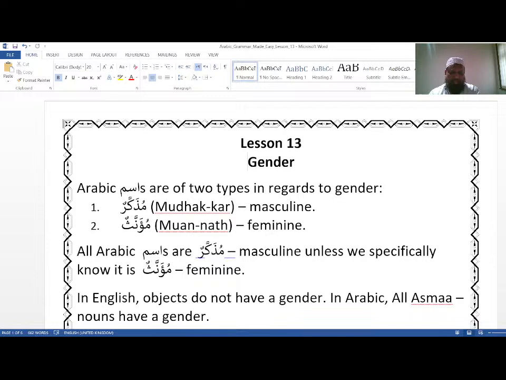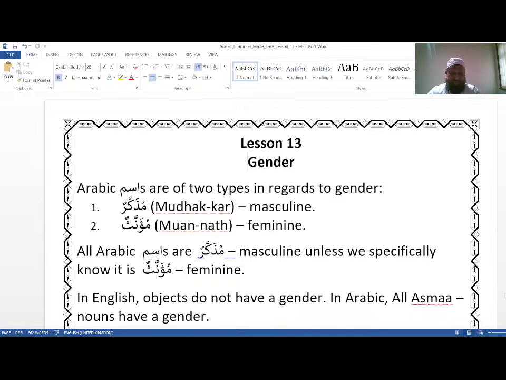All Arabic isms are default mudhakkar. Any ism in front of us will be considered mudhakkar unless we specifically know it is muannas, feminine. So how are we going to specifically know? This is what we're going to learn today. How to know the ism is muannas.